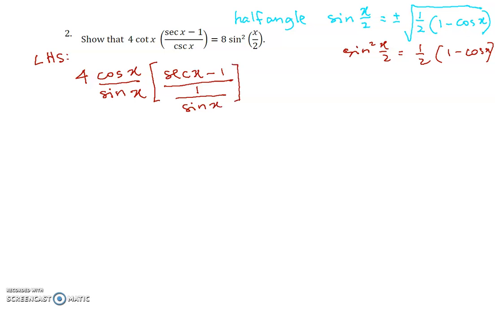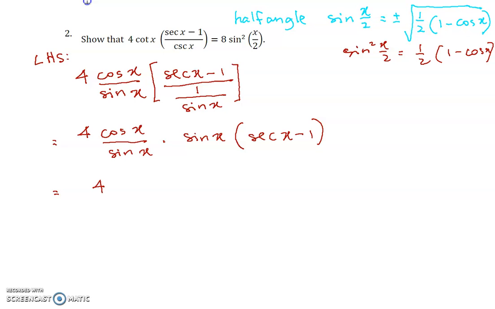Why I'm changing everything to cos and sine is because please take note that the right hand side only has the sine function. So if possible, we want to change everything so you only see the sine function. What we can do here is I will show you how we can cancel this sine x. So this is cos x over sine x, and this is sine x. I take it up, so this is secant x minus 1.